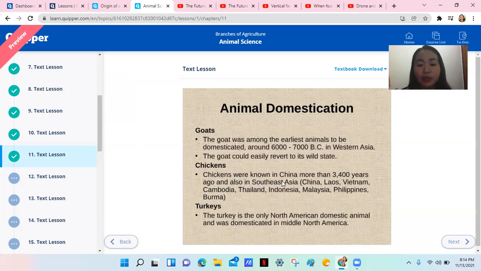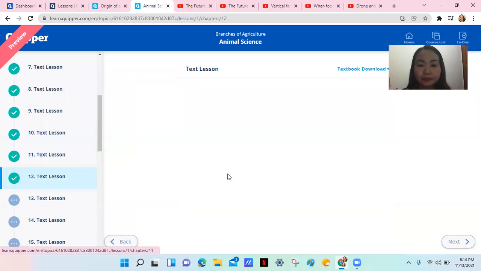While chickens were known in China more than 3,400 years ago, and also in Southeast Asia like China, Laos, Vietnam, Cambodia, Thailand, Indonesia, Malaysia, Philippines, and Burma. Also, turkey is the only North American domestic animal domesticated in Middle North America.